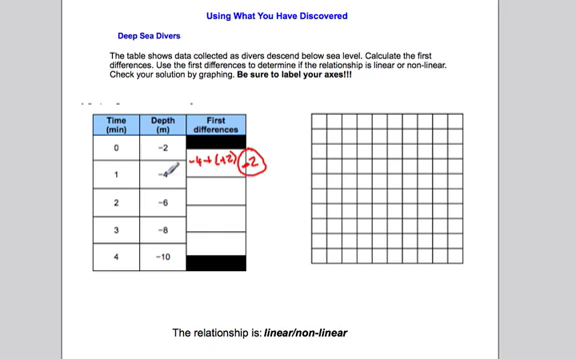And if we go from -4 to -6, that's a decrease of 2 again. So the first difference is -2. If we go from -6 to -8, that's the first difference of -2. And as we go from -8 to -10, that's another decrease of 2. So first difference is -2. Now, we'll make a prediction because first differences are the same, that it's going to be linear. And we're going to check our answer here.